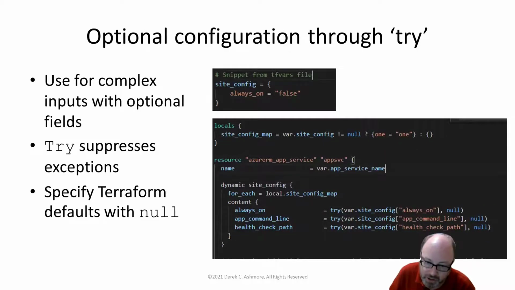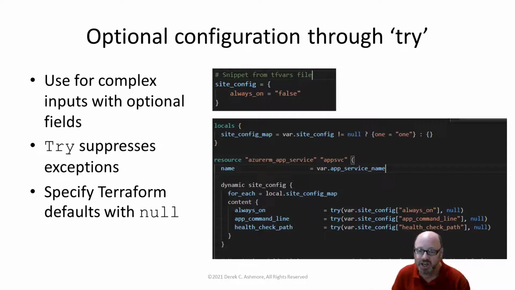Another feature that we use for optional configurations, if you're familiar with the Azure environment, if you define an app service, there's a site config option that has literally a couple dozen items on it. In this case, it's a reusable module, and I don't want consumers to have to list all 24 attributes for the site configuration, even though they only might care about one or two. So I use the try function.